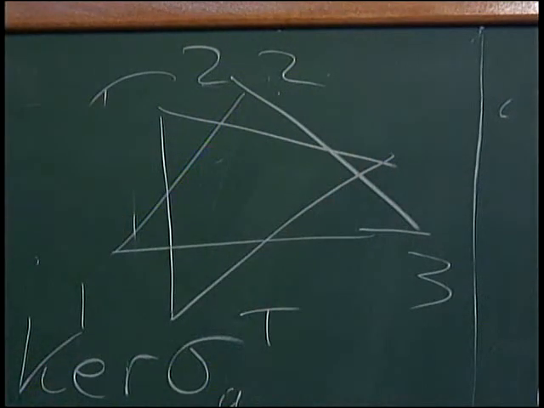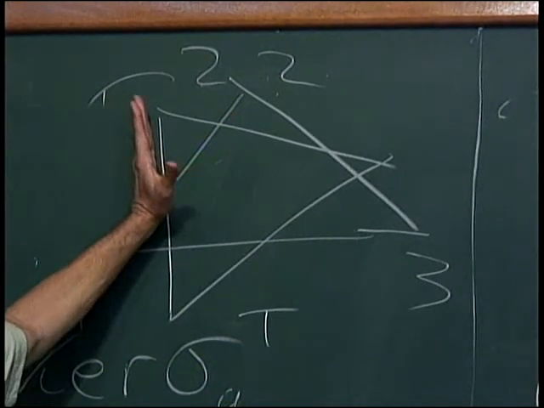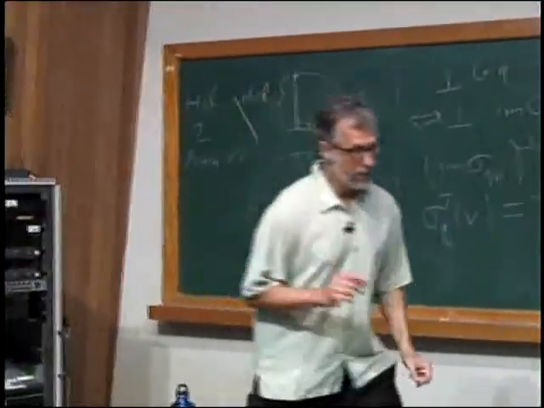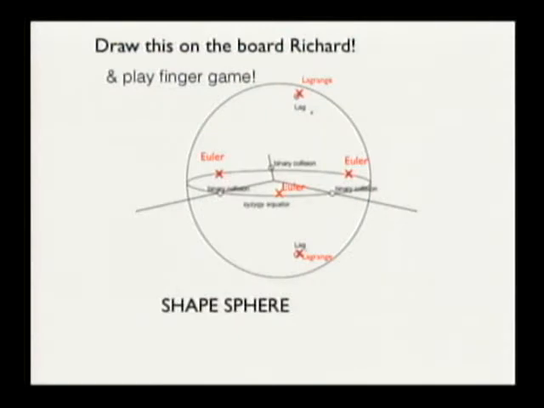Yeah? Okay, rotation angle, I get 30 degrees. 30 degrees? 30 degrees. Now for the magic of 30 degrees. So we've all got the 30 degrees. Now, look at the sphere from the top. I'm going to project the sphere down from the top.